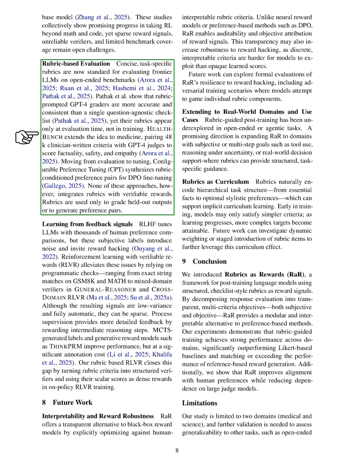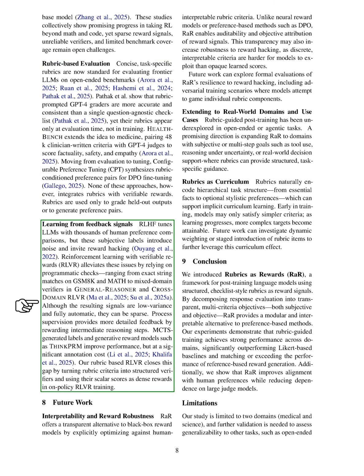In terms of learning from feedback, reinforcement learning from human feedback, RLHF, uses numerous human comparisons, but this can introduce noise and encourage reward manipulation. RLVR addresses these issues by using programmatic checks, which can be sparse but are low variance and fully automated. Process supervision offers more detailed feedback by rewarding intermediate reasoning steps. Our rubric-based RLVR approach bridges this gap by transforming rubric criteria into structured verifiers, using their scores as dense rewards in training.